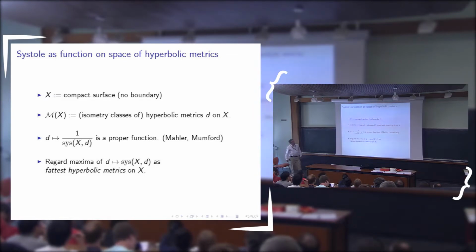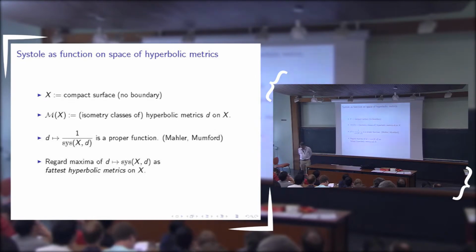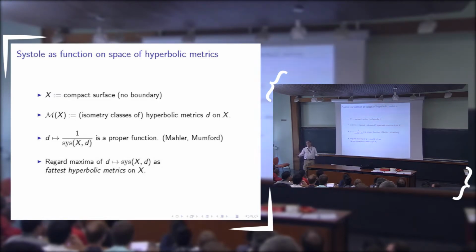Okay, so the systole is really important in terms of moduli space. So let's assume we have a compact surface. We have the moduli space of hyperbolic metrics on that surface, isometry classes of hyperbolic metrics, a finite dimensional space, and Mumford, extending Mahler's work on just lattices, showed that 1 over the systole is a proper function, meaning that as you go out to the ends of moduli space, the systole goes to 0, and 1 over that, of course, goes to infinity. So it's a proper function.